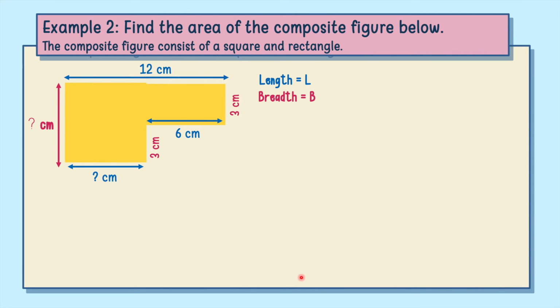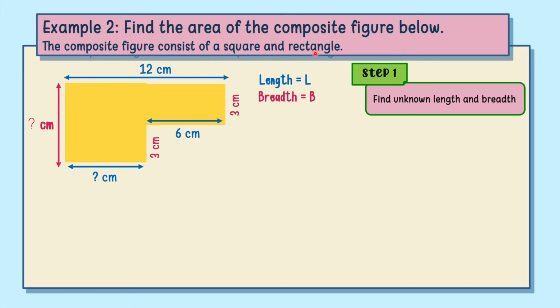So let's look at example number 2. Find the area of the composite figure below. The composite figure consists of a square and also a rectangle. The question is actually given as a hint that it is a square and also a rectangle. So step number 1, find the unknown length and breadth. Is there any unknown length and breadth? Yes, which is this part.